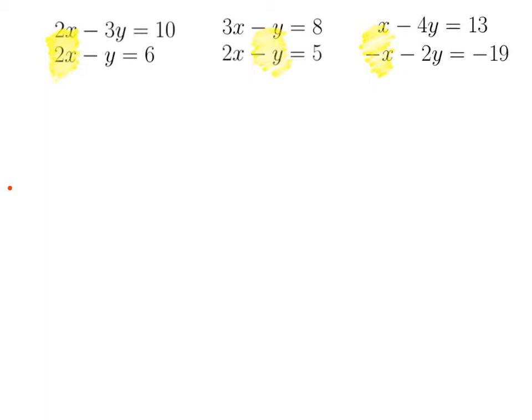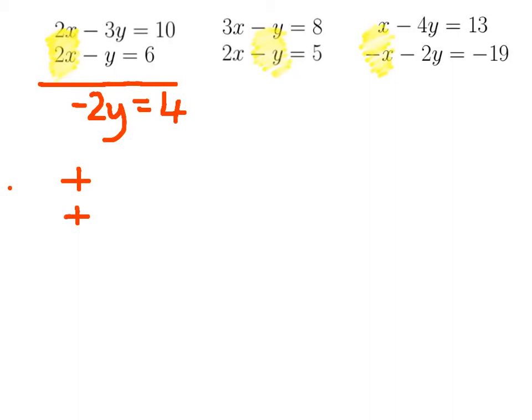Given that you've reached this point, the final thing that you need to do is decide whether to add or subtract the equations together. So with the first pair of equations, because we've got plus 2x and plus 2x, we are going to subtract. So 2x take away 2x is nothing, minus 3y minus minus y means minus 3y plus y, and that gives us minus 2y. And then 10 take away 6 is 4. So we've subtracted one of the equations from the other there, and that's because we had a plus situation.